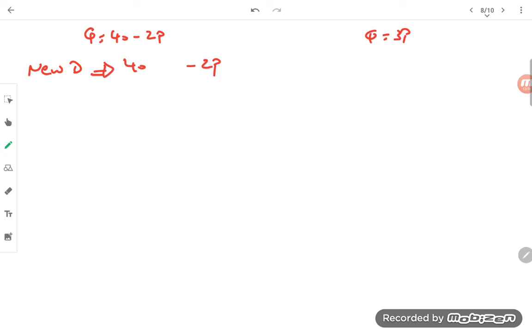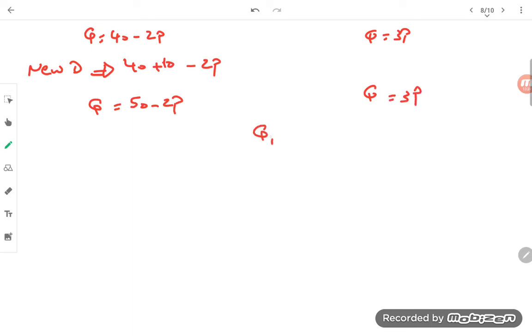So we have to find the new demand function, as this is the old one. The intercept is going to change by the value of the change due to the change in one of the factors. In the question, it is 10, so it's going to increase by 10. So the new demand function will be 50 minus 2P, and the supply function will be 3P.